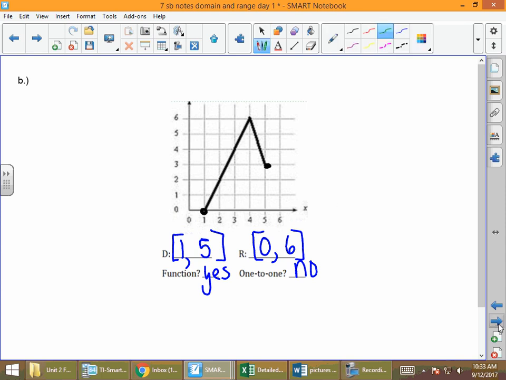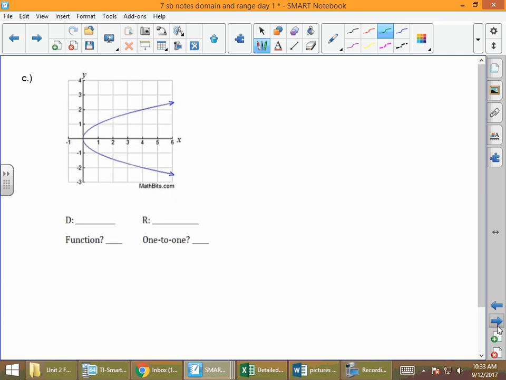Domain and range. Domain are the x values. Range are the y values. Domains are the inputs. Ranges are the outputs. As we look at letter C, is this a function? No.